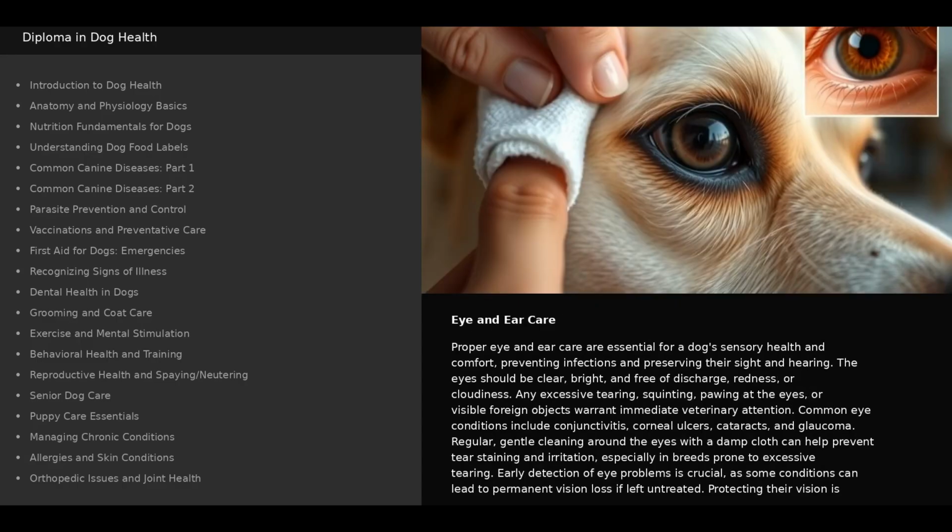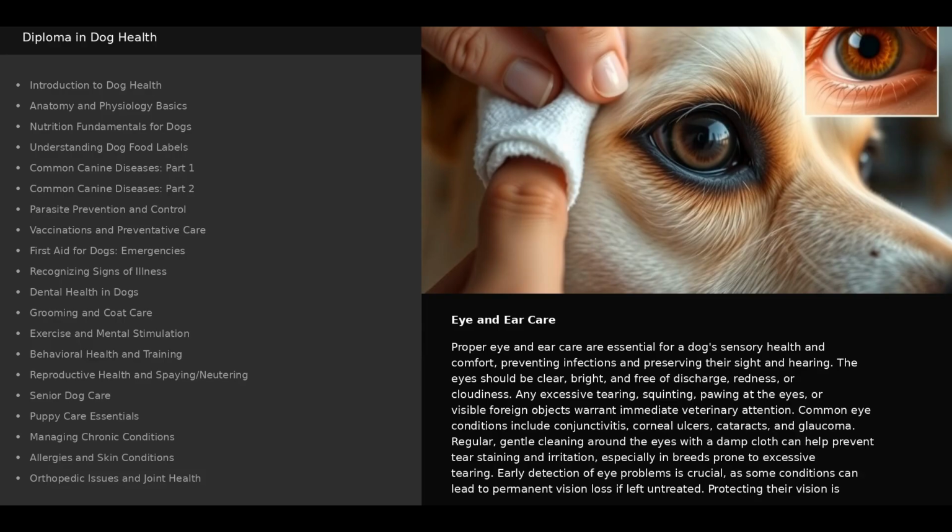Eye and ear care. Proper eye and ear care are essential for a dog's sensory health and comfort, preventing infections and preserving their sight and hearing. The eyes should be clear, bright, and free of discharge, redness, or cloudiness. Any excessive tearing, squinting, pawing at the eyes, or visible foreign objects warrant immediate veterinary attention. Common eye conditions include conjunctivitis, corneal ulcers, cataracts, and glaucoma.